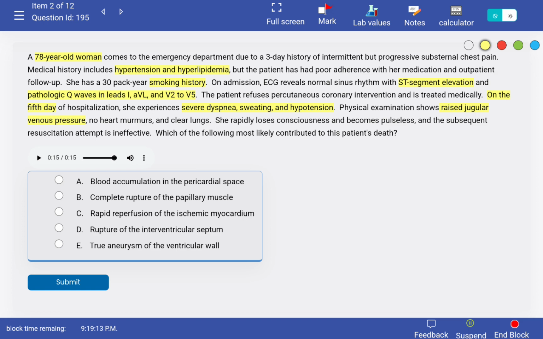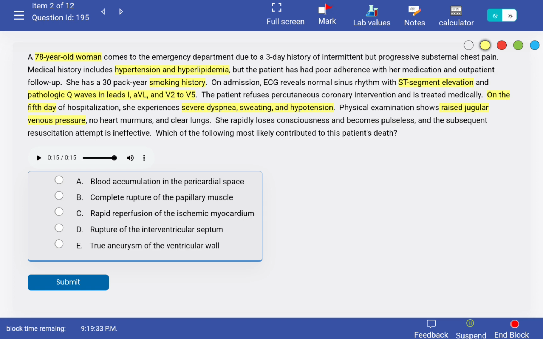Option A, blood accumulation in the pericardial space. Option B, complete rupture of the papillary muscle. Option C, rapid reperfusion of the ischemic myocardium. Option D, rupture of the interventricular septum. Option E, true aneurysm of the ventricular wall. So pause it and give the answer.